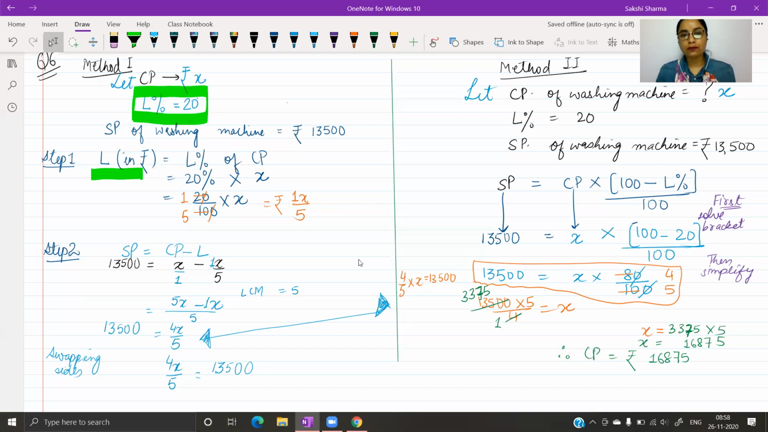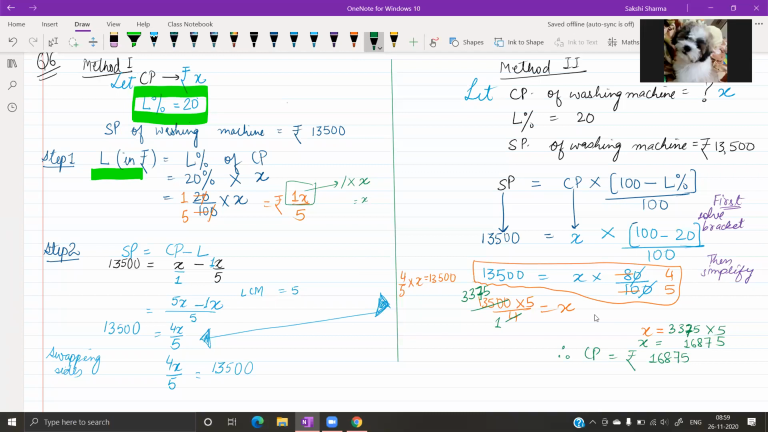Now, before I solve it further, Sahaj, you're asking, beta, how come 1x by 5 is x by 5? 1 into x, 1x actually means 1 multiplied by x. This here, this means 1 multiplied by x. And when you multiply any number with 1, the answer is number itself. Is that correct?